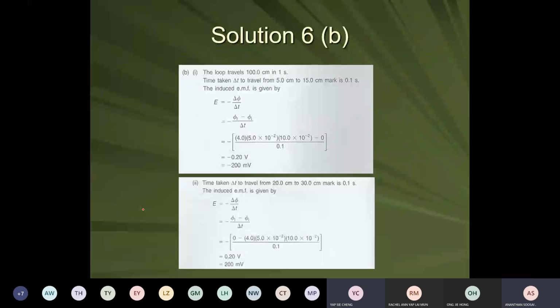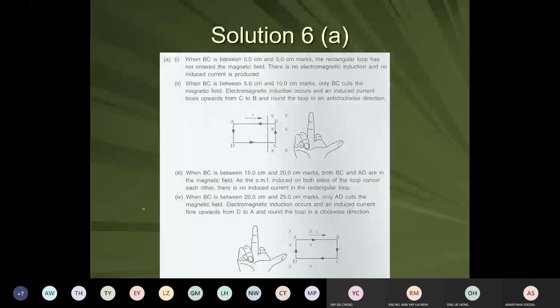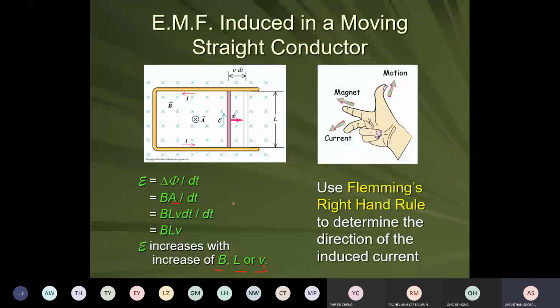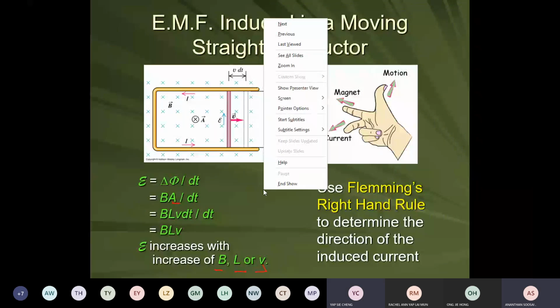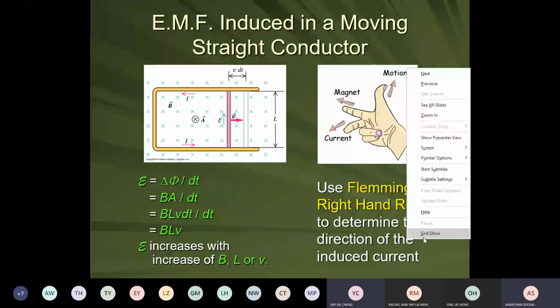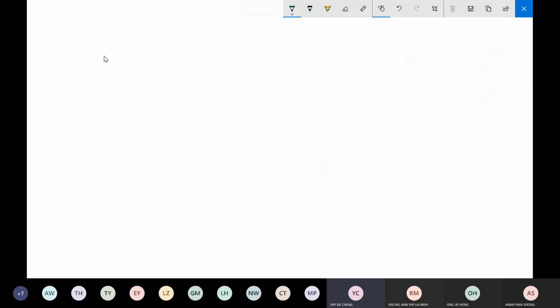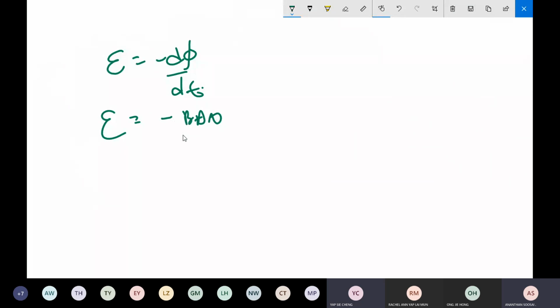So this is another question. Before I go to this question, I want to teach you another one. Go back to the slide again. Okay, class. You see, EMF is negative d psi over dt. So EMF is negative BAN over time, if I want to put it in terms of time.